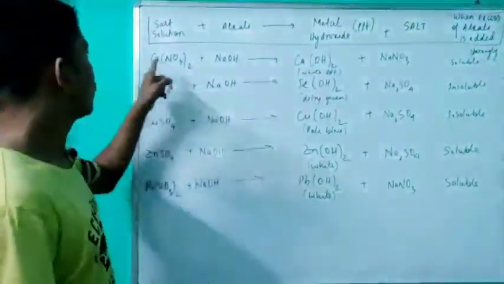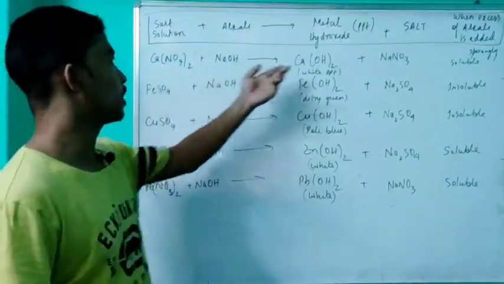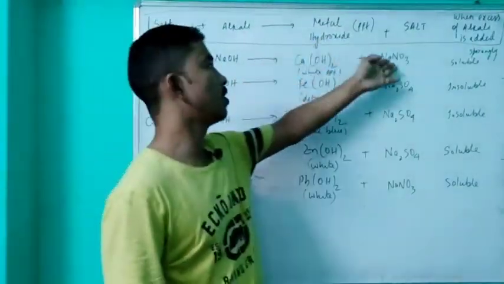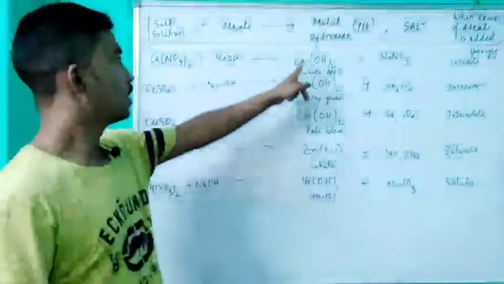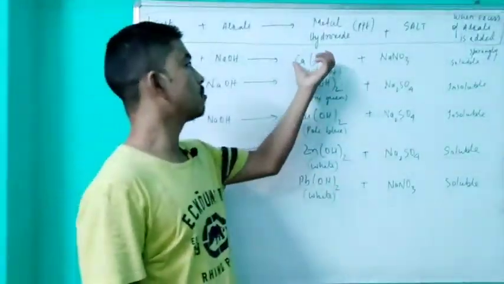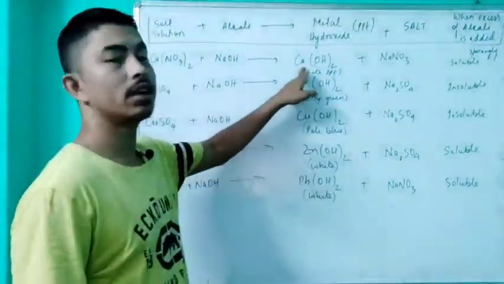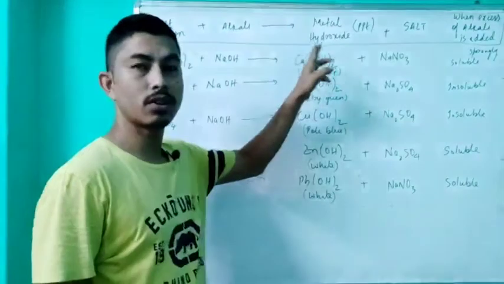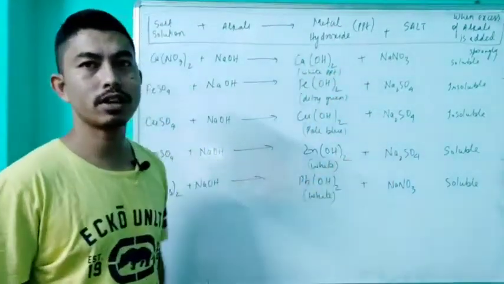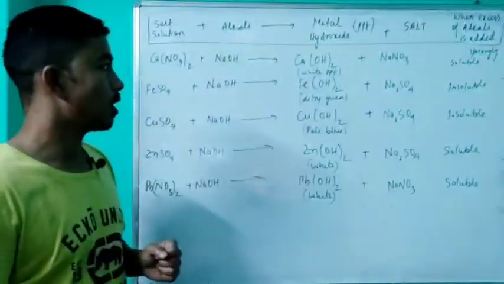By looking at the color of that precipitate, you can predict which cation was present in the given sample. In the first case, when calcium nitrate is treated with sodium hydroxide, it forms calcium hydroxide plus the salt, sodium nitrate. As I have already mentioned, the calcium is colorless and the hydroxide is also colorless. So colorless plus colorless gives colorless, which here I have mentioned as white.